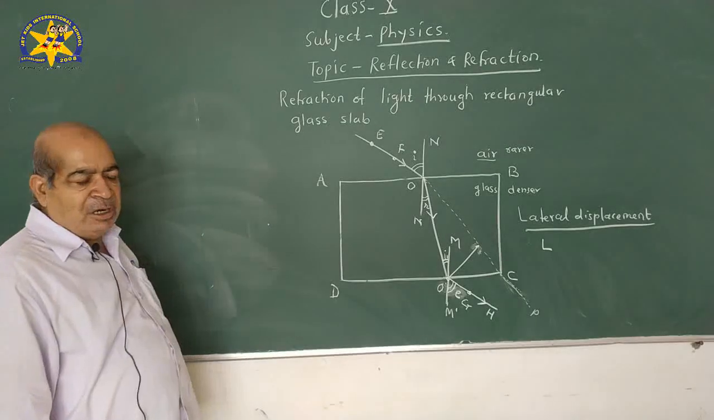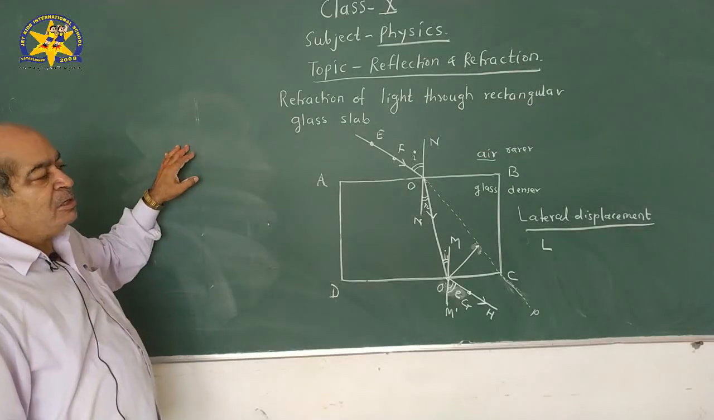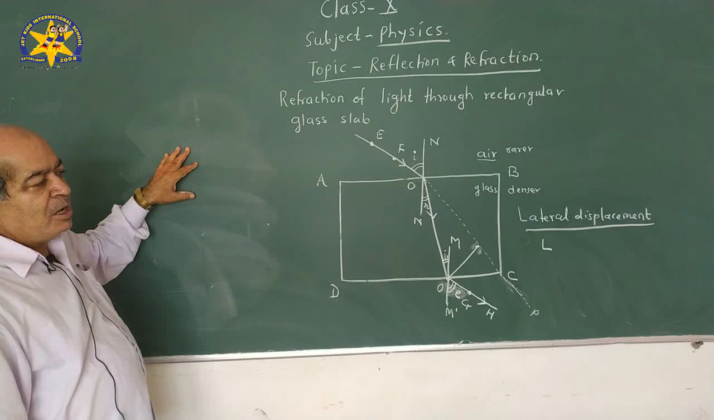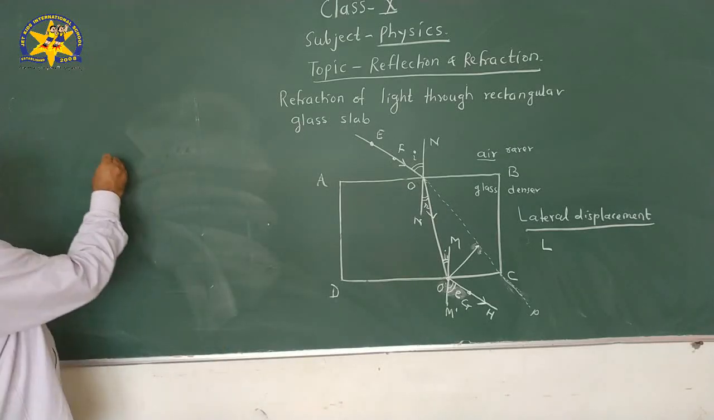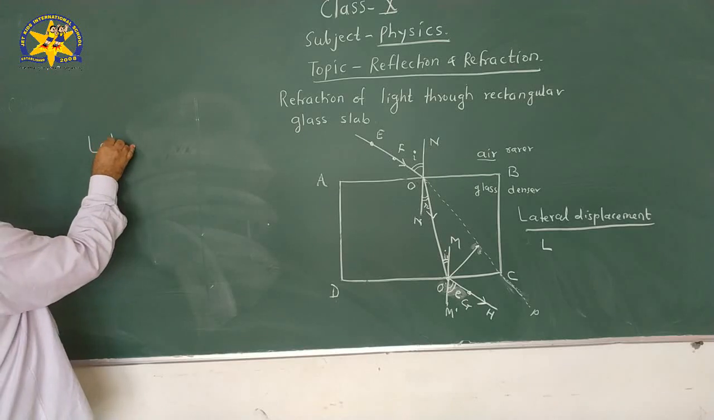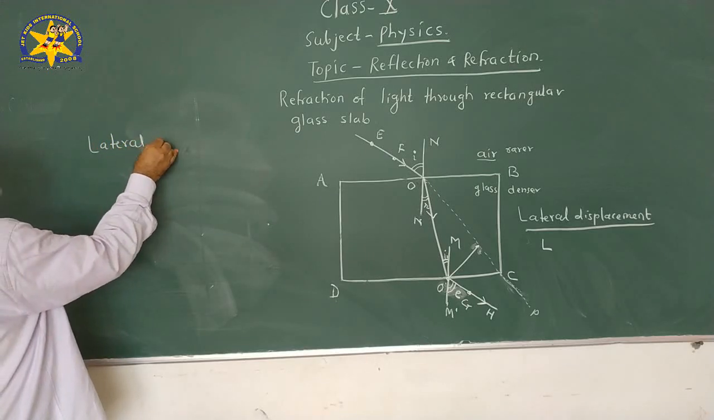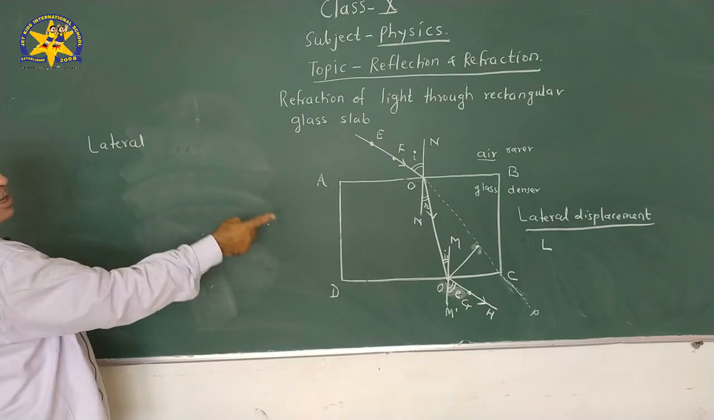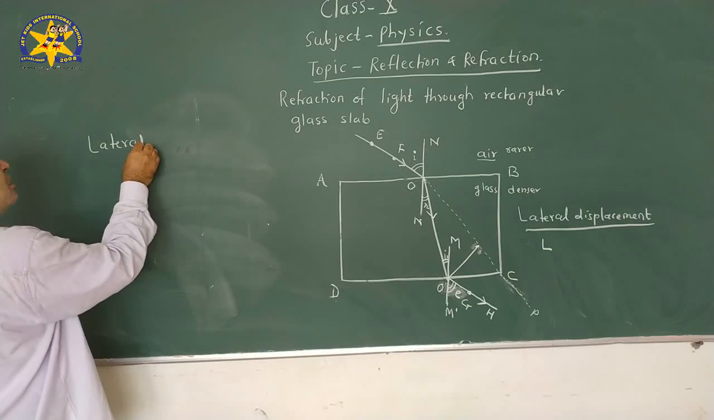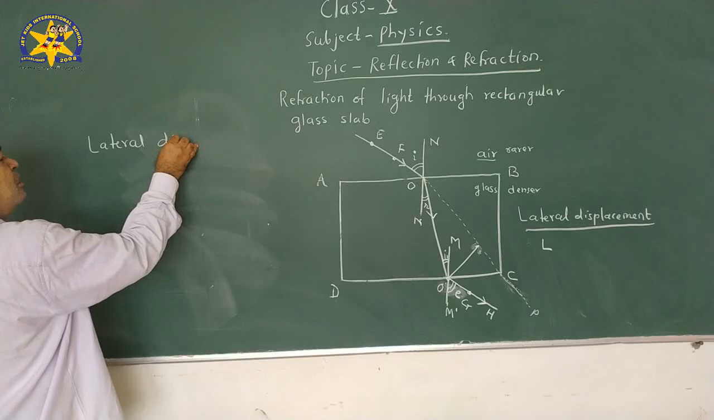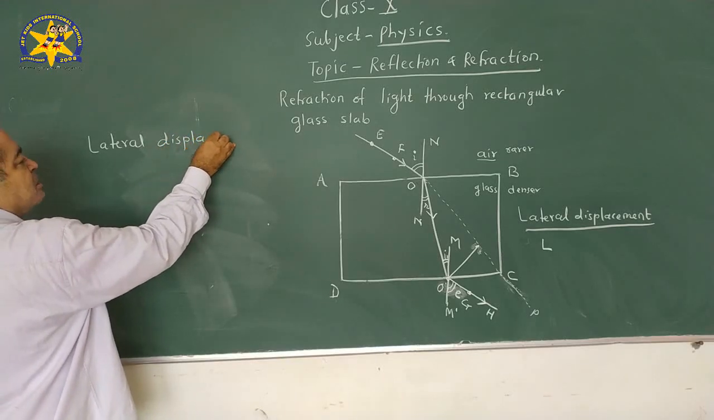This definition is not given in your book. What is meant by lateral displacement? The lateral displacement is the perpendicular distance between the original direction of the incident ray and the emergent ray. This is called the lateral displacement.